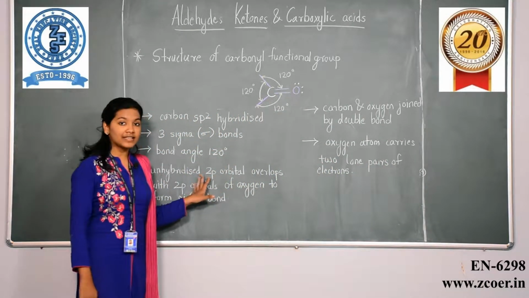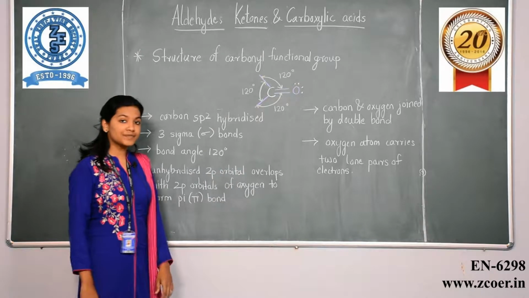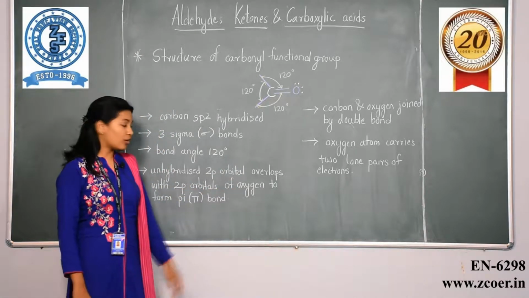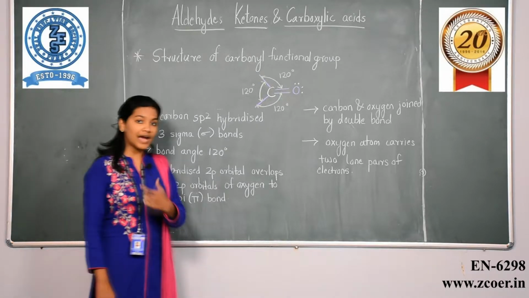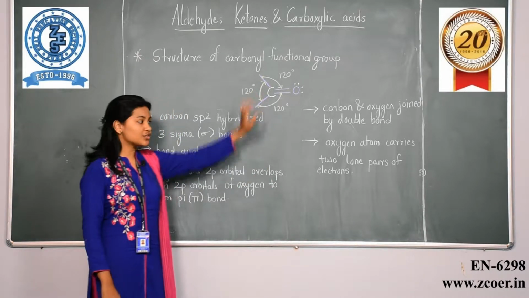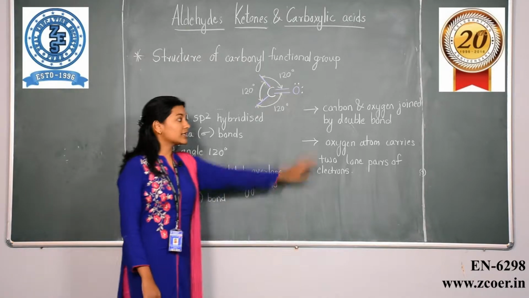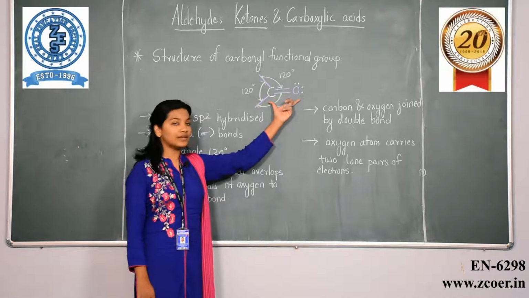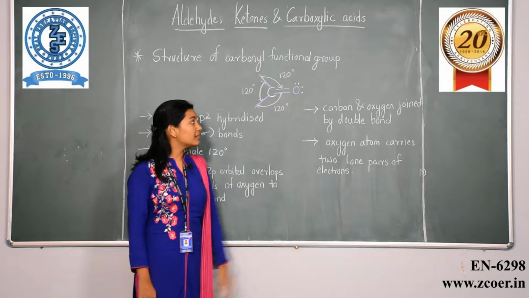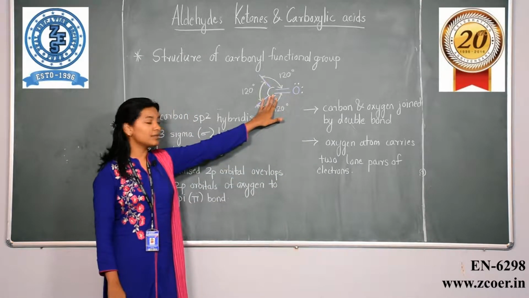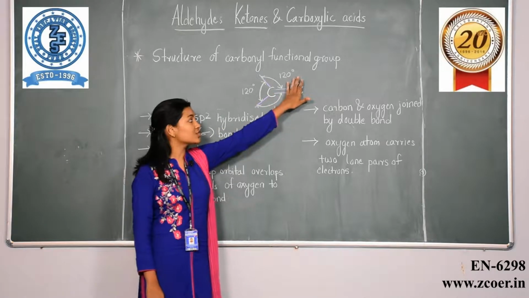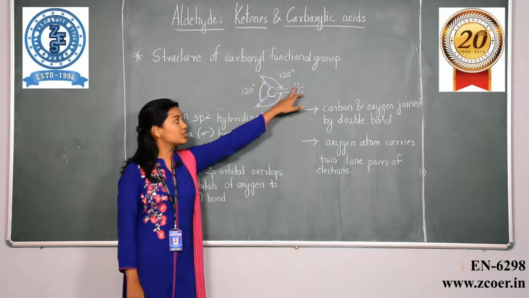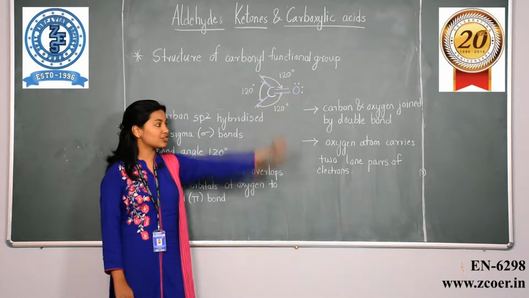The unhybridized p orbital of carbon overlaps with the 2p orbital of oxygen and forms a pi bond. The carbon and oxygen here are joined with a double bond, and the oxygen atom, as you can see, carries 2 lone pairs of electrons, which are shown right here in the structure.